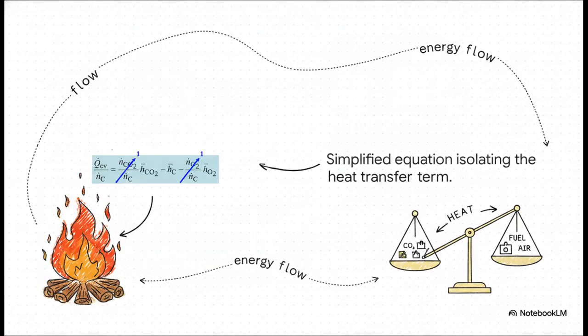So the really crucial point here is that when we rearrange this newly simplified equation, calculating the exact heat transfer simply comes down to comparing the total enthalpy of the exiting combustion products against the total enthalpy of the entering fuel and air. It's honestly just an elegant energy accounting system. Every bit of heat radiating from that fire is mathematically equal to the difference in those specific enthalpies.